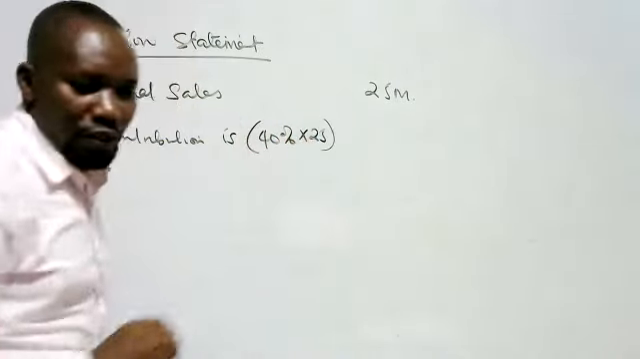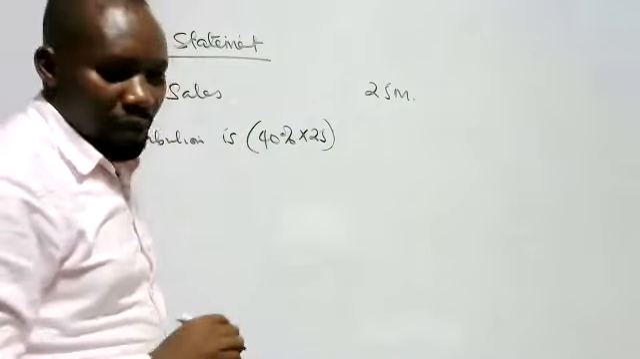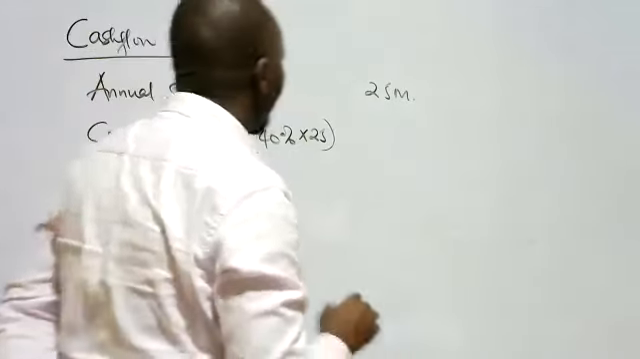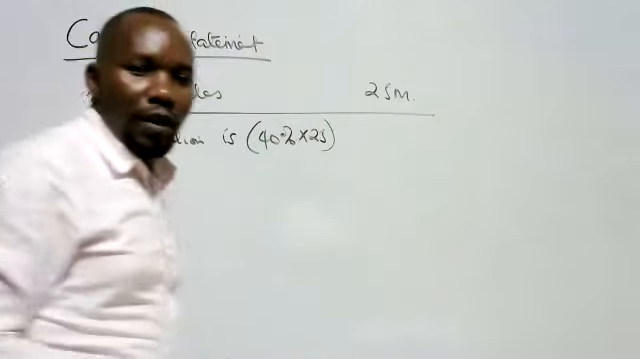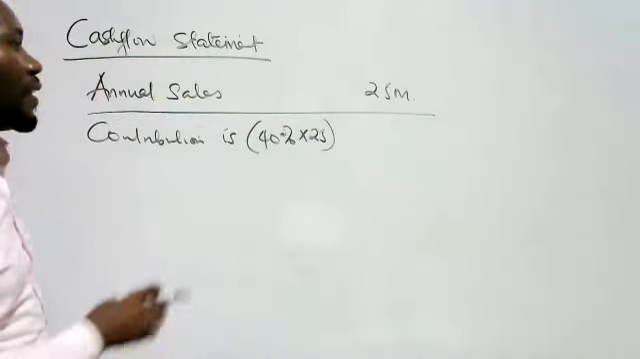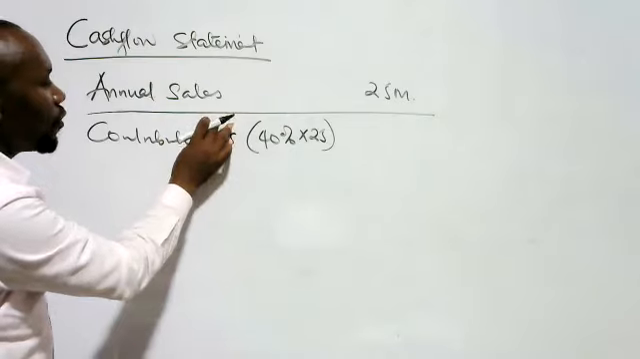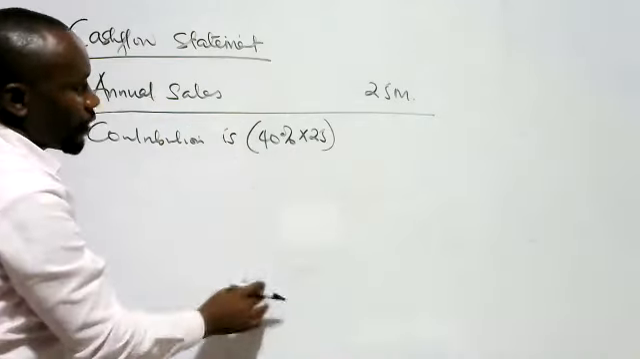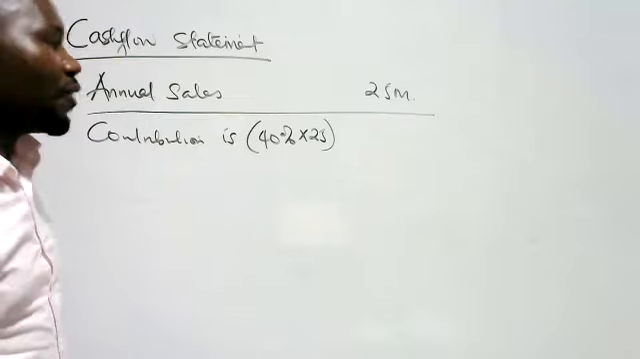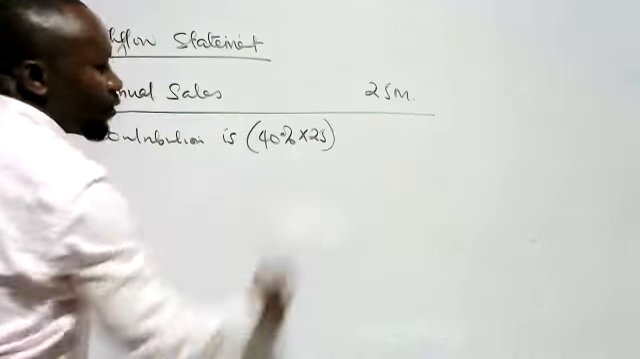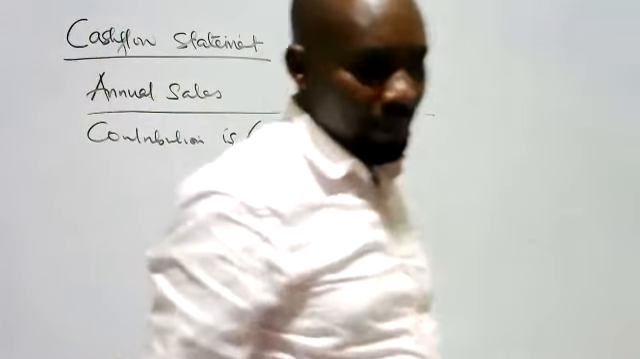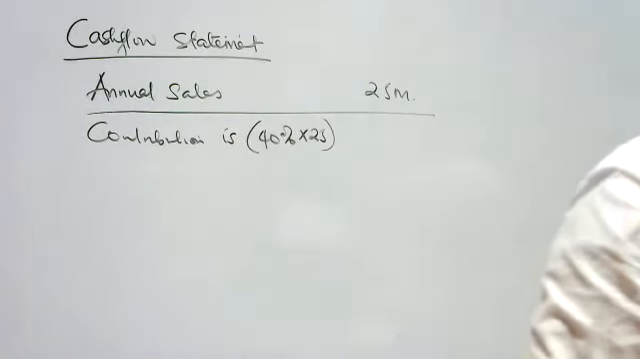So what is our contribution? Which is the immediate profit after taking the sales minus variable cost. That is the contribution. We are assuming variable cost is here, so when you deduct it, you get this contribution. What is the contribution?